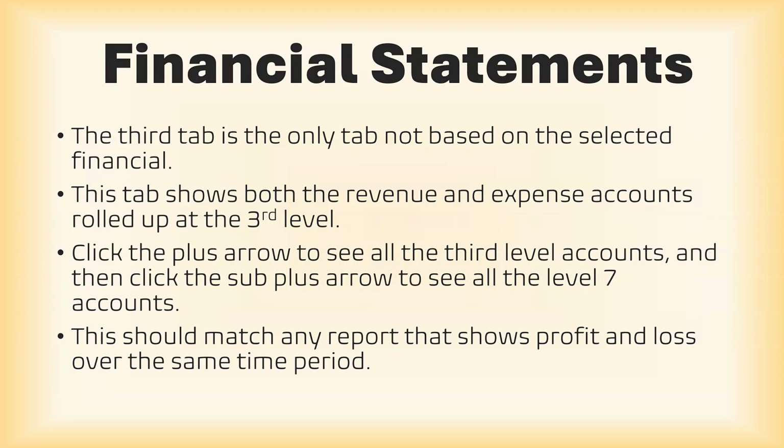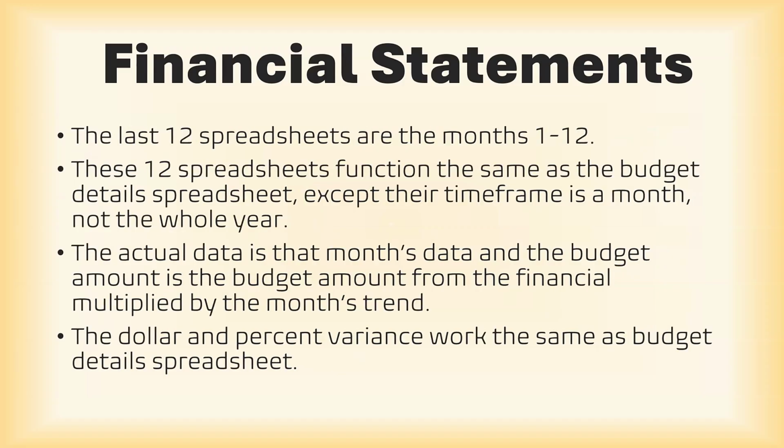It should match any profit and loss report, if you run just a regular profit and loss report that just sums up your revenue and expenses over the time period. They should be the same. The last 12 spreadsheets are months 1 through 12. They function the same as the budget details, except their time frame is a month, not the whole year. The actual data is that month's data, and the budget amount is the budget amount from the financial multiplied by the month's trend. And the dollar and percent variance work the same.